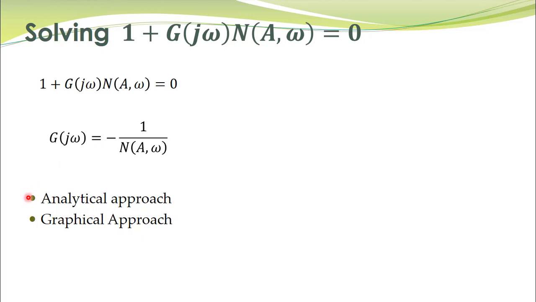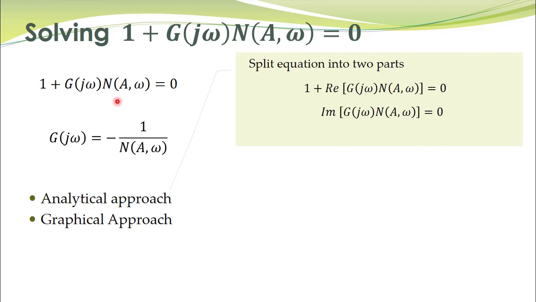There is an analytical approach and there is a graphical approach to solve this equation. In the analytical approach, we know that this equation is a complex equation. It can be split into two equations, that is, the real part of this equation equal to 0 and the imaginary part of this equation equal to 0. So here we have split this equation into two parts, and then we solve these two equations analytically for different values of a and omega.